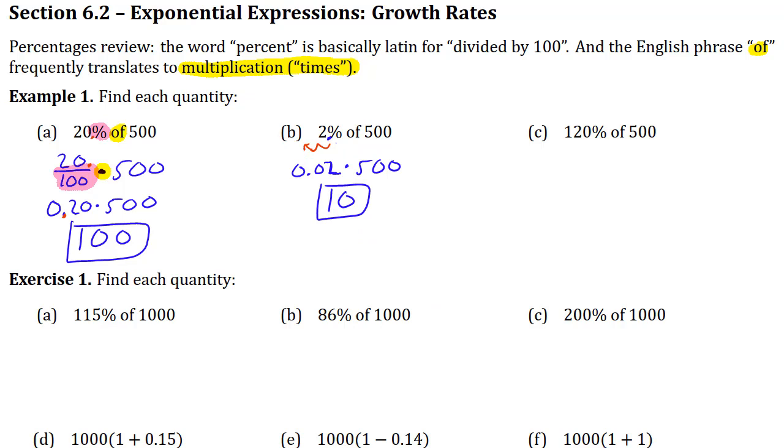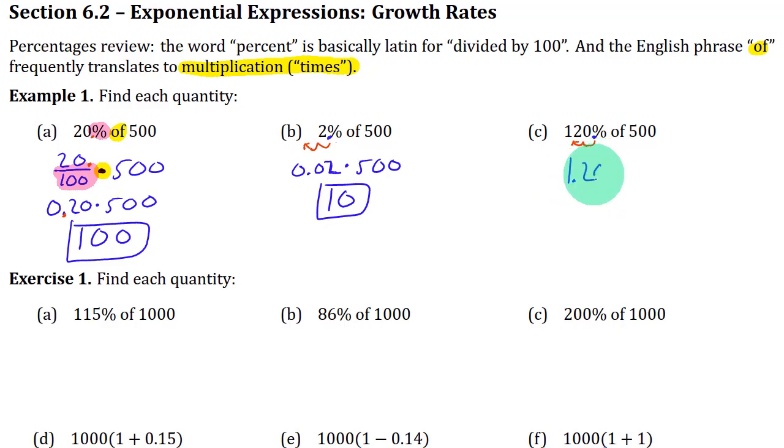All right, now 120%, the decimal place is starting off right here, right after that 0. The percent means we're going to divide by 100, move that decimal place over 2 times. That's going to be 1.2. And if you want to write it as 1.20 to keep track of that 0, that's fine. Times 500. If you want to do this with a calculator, that's okay.